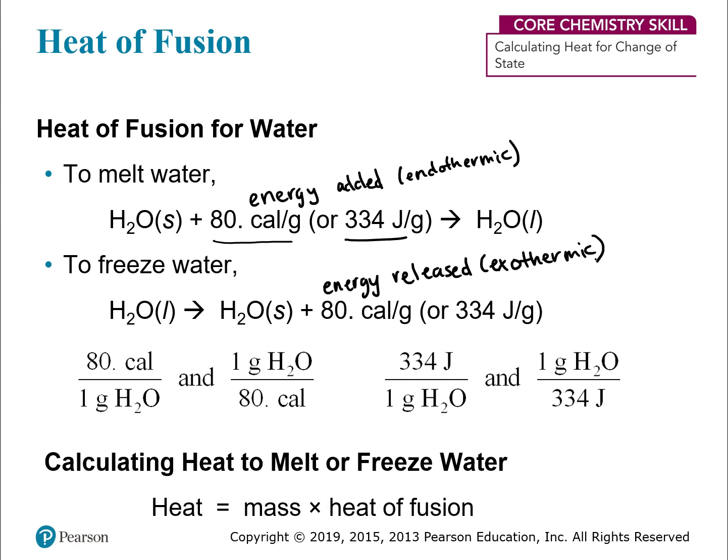To calculate the amount of heat to melt or freeze water, or any other substance that you have this information for, you simply take the mass in grams and multiply by the heat of fusion, which is going to be in calories per gram or in joules per gram.